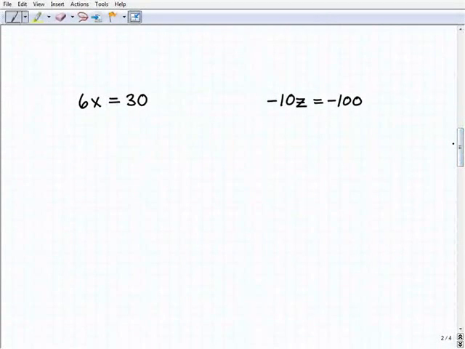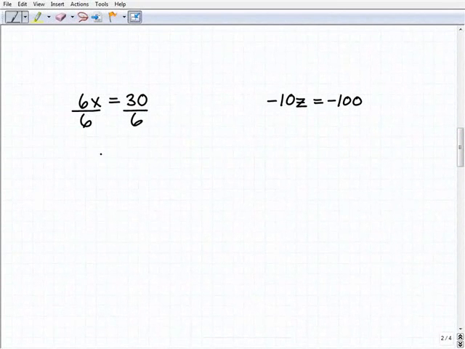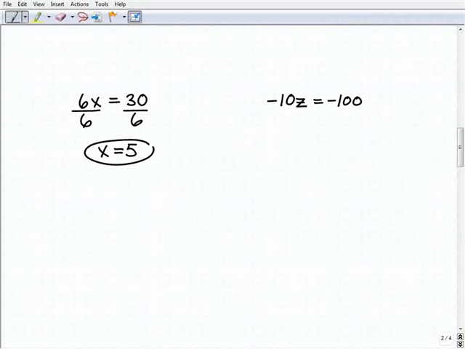So hopefully by now you're like, oh, this is pretty easy. And that's great, but you still want to practice it, and you always want to show all your work. So here I have 6x equals 30. To solve for x, I'm going to divide both sides of the equation by 6. So 6 divided by 6 is x, and 30 divided by 6 is 5. There's our solution. Next problem, negative 10z equals negative 100.